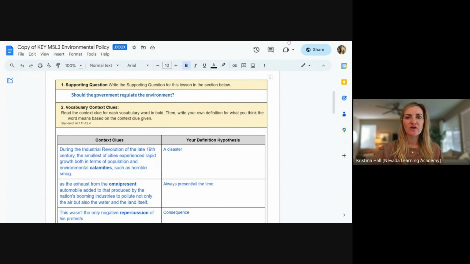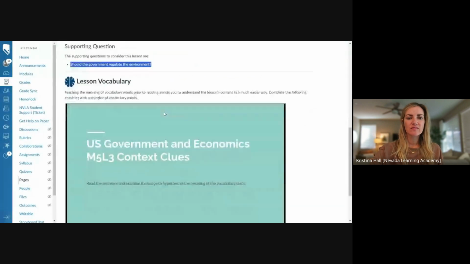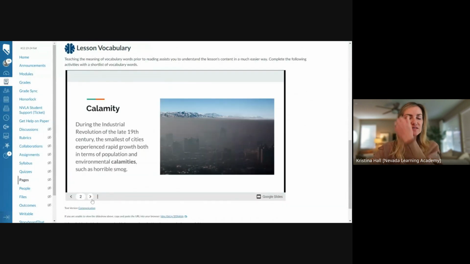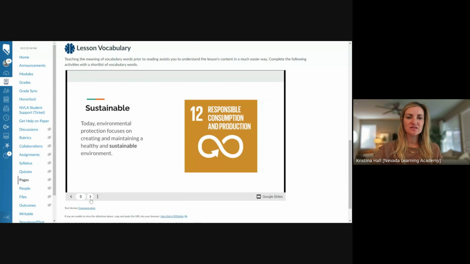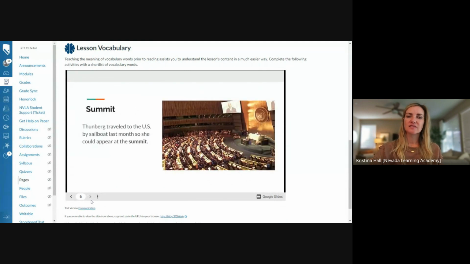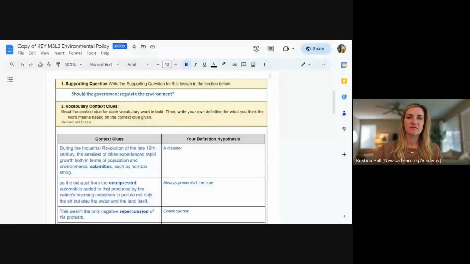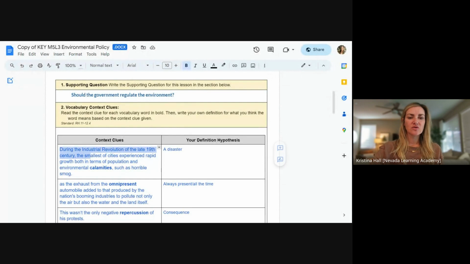And then we're going to look at our key vocab. All right, so our key vocab is calamity, omnipresent, repercussions, sustainable, and summit. During the Industrial Revolution, there was a lot of calamity. So that would be disaster. Calamity would be like disaster, destruction, chaos, bad results.